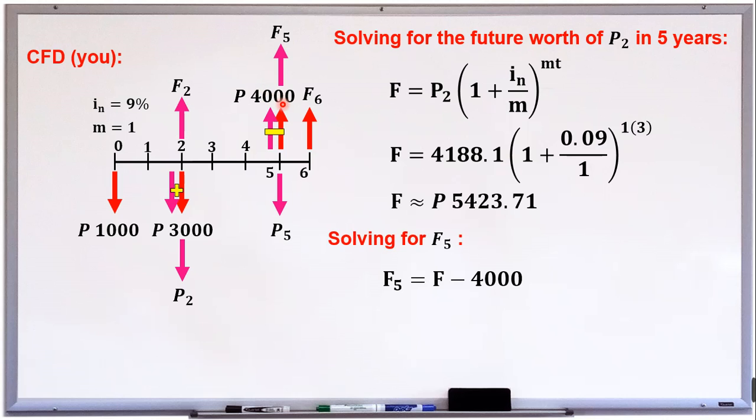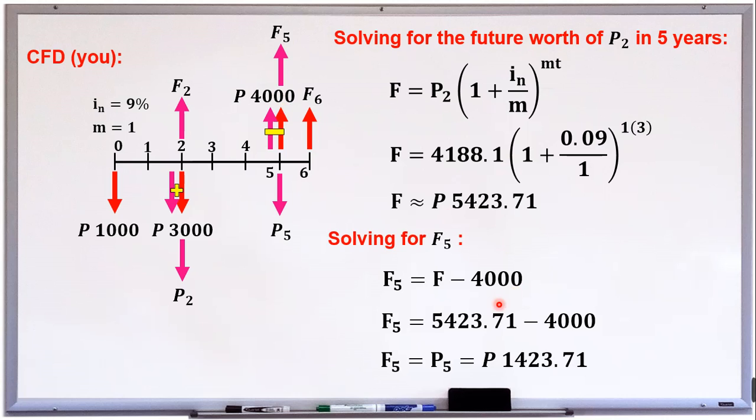Next, we're going to get the net future worth on year 5, because again you withdraw 4,000, so we're going to subtract 4,000. So you have a net future worth on year 5 that is equal to 1,423.71, and this value is also equal to your present worth on this year.